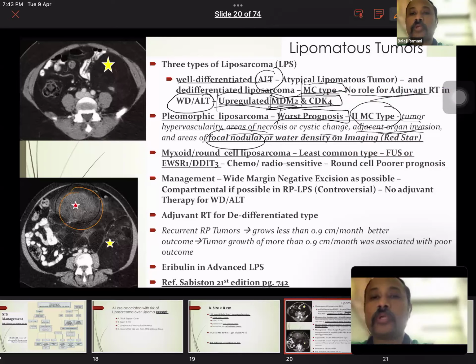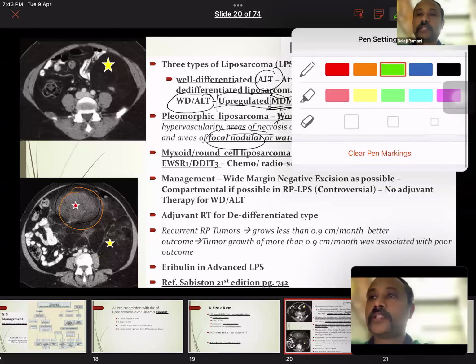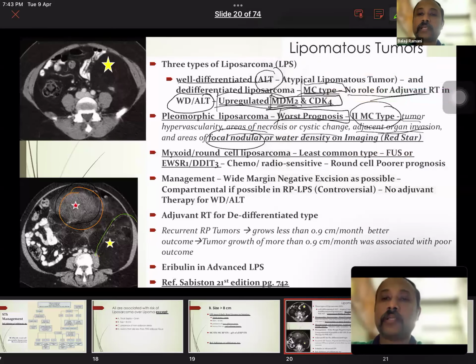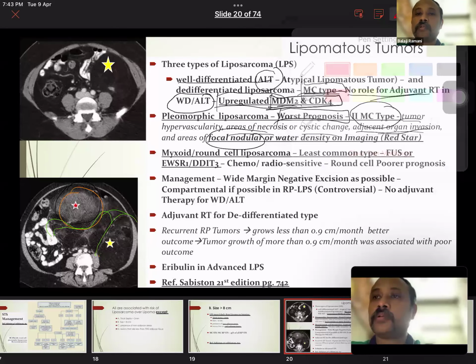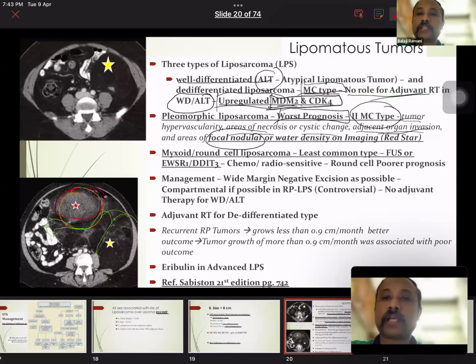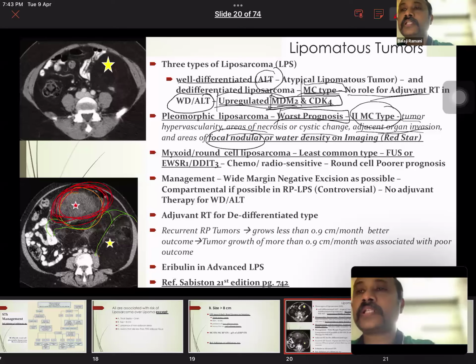this area. If you look at it, this is the fat density. In the rest of the areas, that is your fat density here. Whatever these areas are, those are the fat density areas. Whereas if you take this particular area here, that is hyperdense. So this area will be hyperdense and hypervascular. So areas of dedifferentiation and nodularity will be there in your pleomorphic liposarcoma.